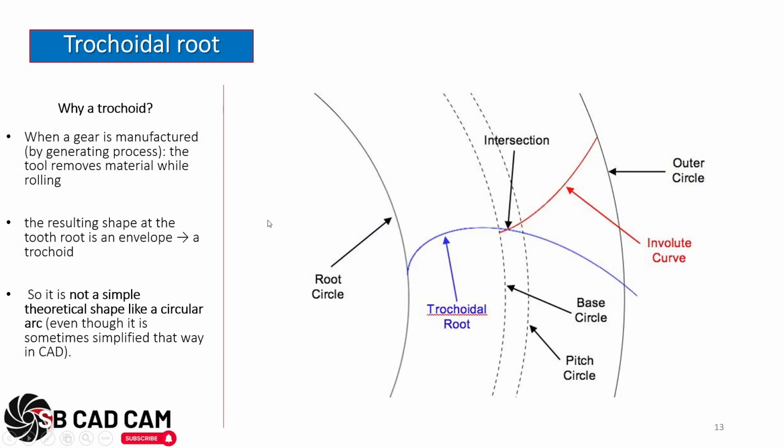So why a trochoid? When a gear is manufactured by a generating process, the tool removes material while rolling. The resulting shape is this shape here. The tooth root is an envelope, so it's a trochoid. It is not a simple theoretical shape like a circular arc, as is generally done in CAD, but a special form that we call a trochoid, and it is here in the root.